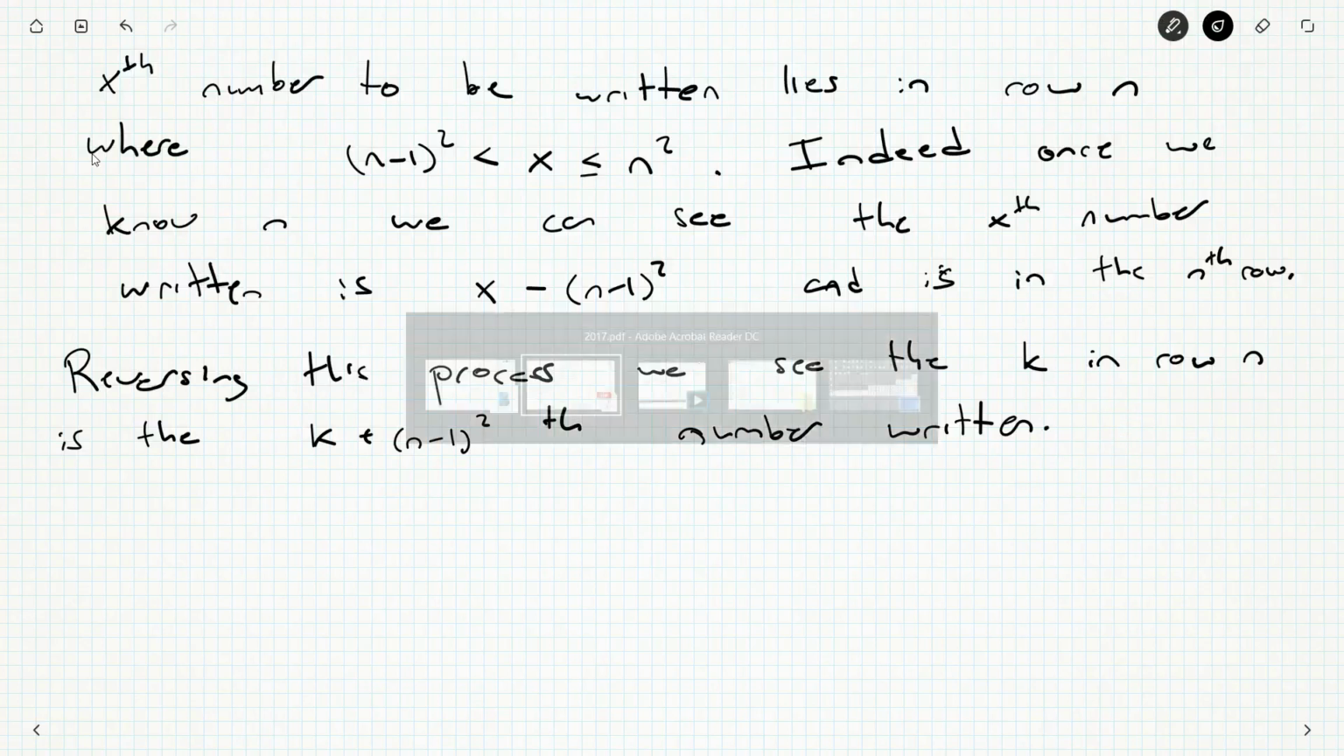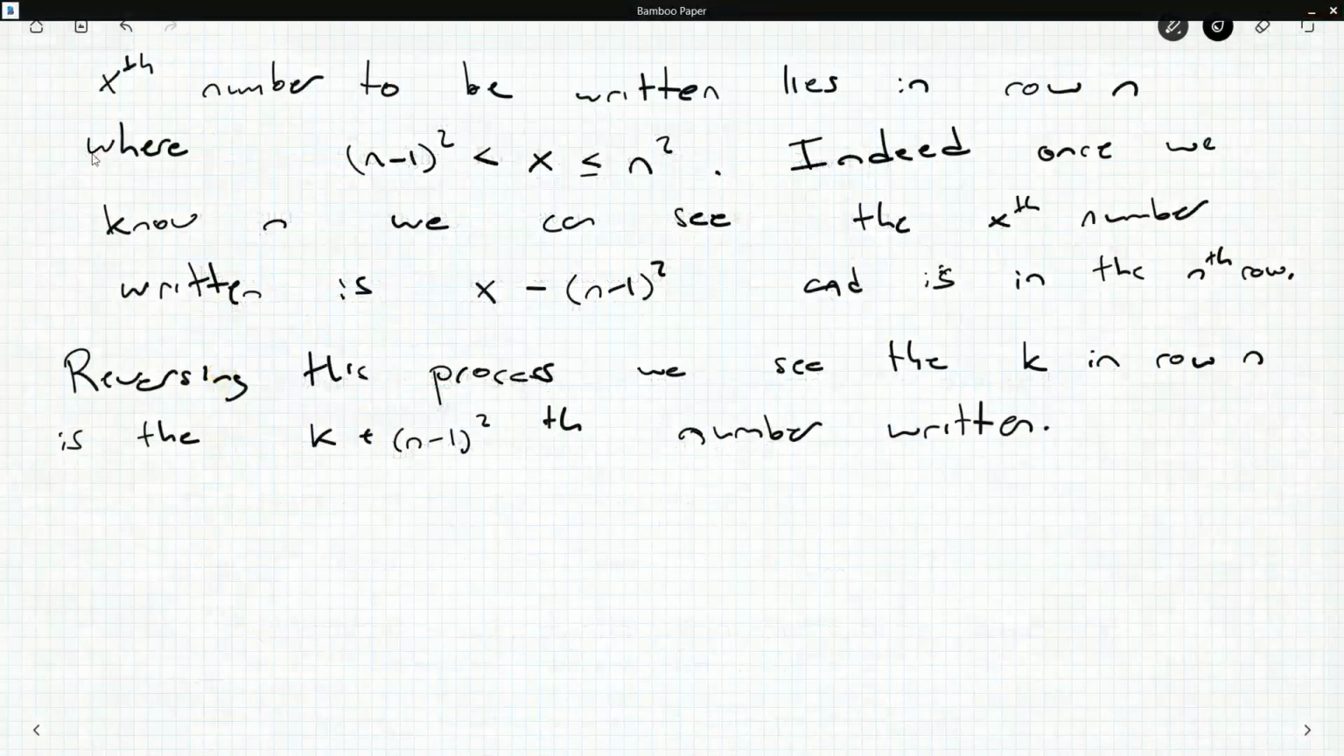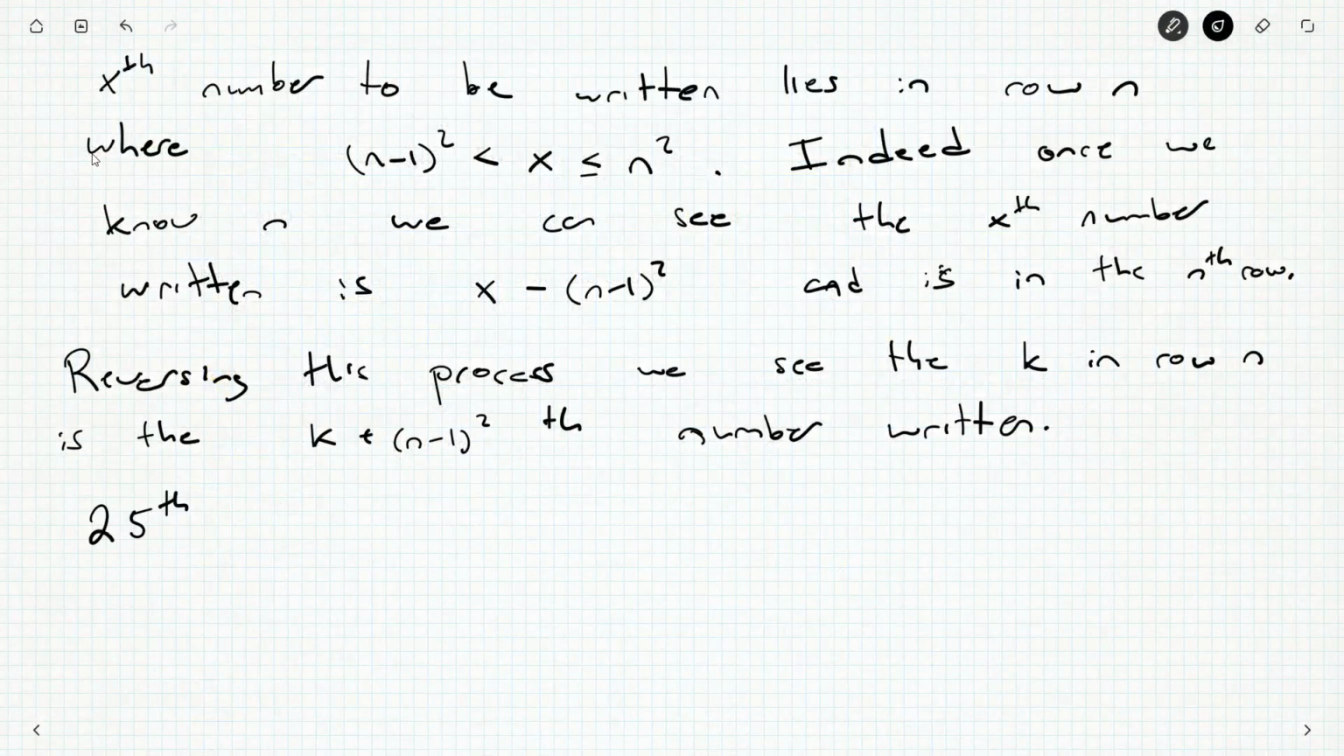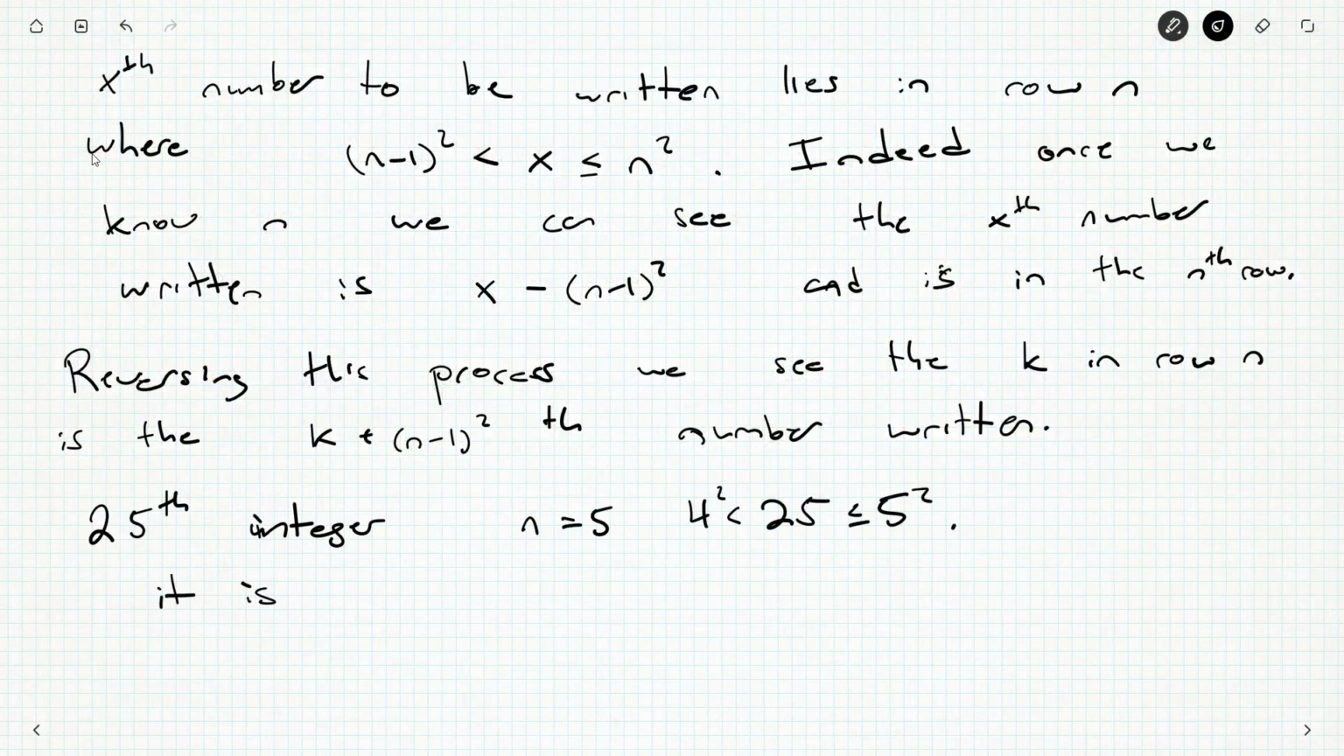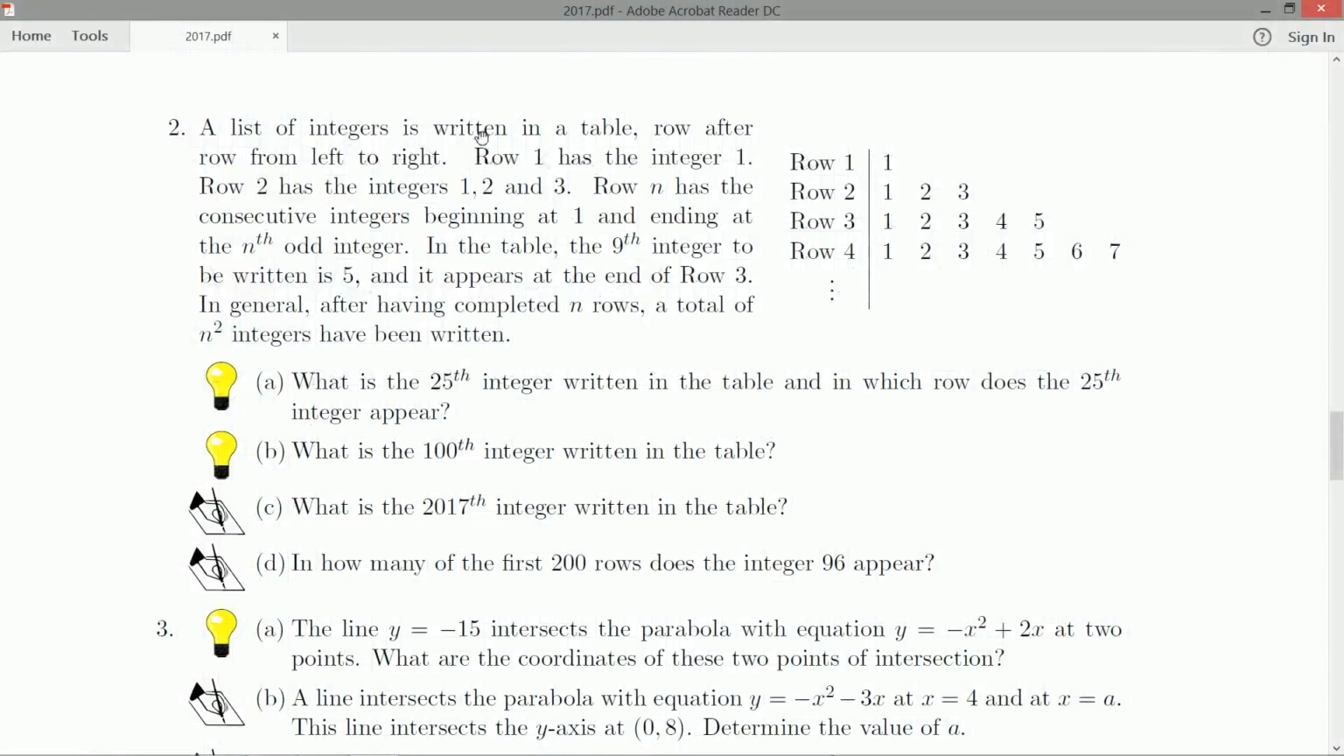But, so A, what's the 25th integer written in the table? So for the 25th integer, n is going to be equal to 5, because 25 is greater than 4 squared, but less than or equal to 5 squared. And it is 25 minus 16, 9. Therefore, it is a 9. Specifically, it's the 9 at the very end of the 5th row. So that's a light bulb question. All we needed was the 9, but we have the whole underlying theory of the chart here.